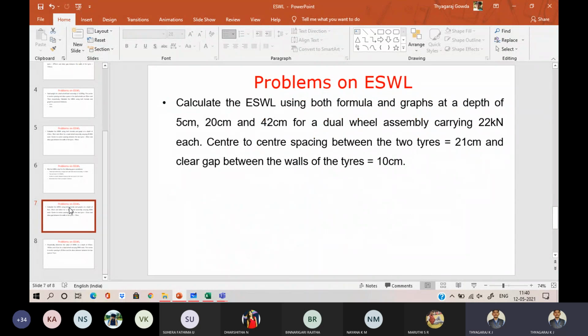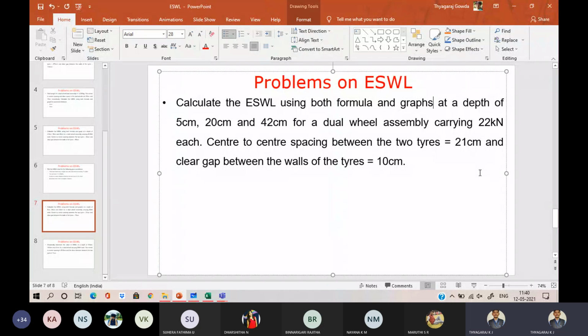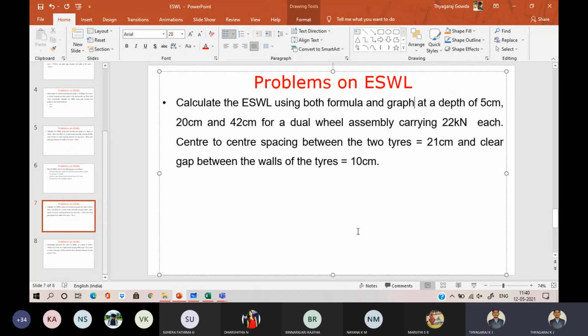So note down this problem. For this, you calculate both using graph and formula. Calculate it and tell me using the formula how much you are going to get at a depth of 5 centimeter, 20 centimeter, and 42 centimeter. S value is given as 21 centimeter. D value is given as 10 centimeter.